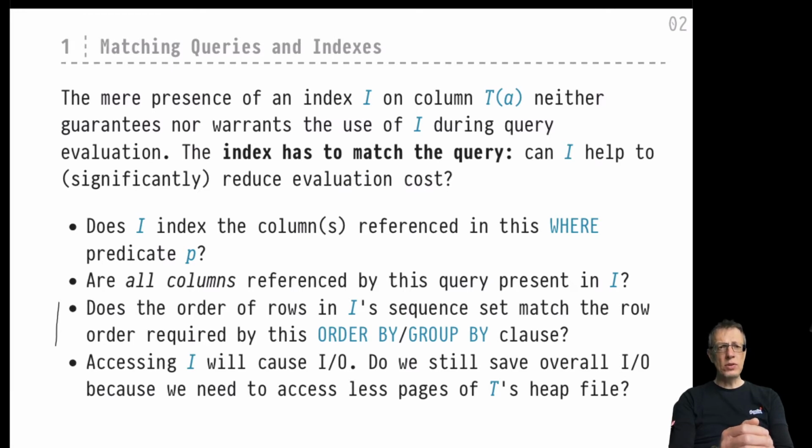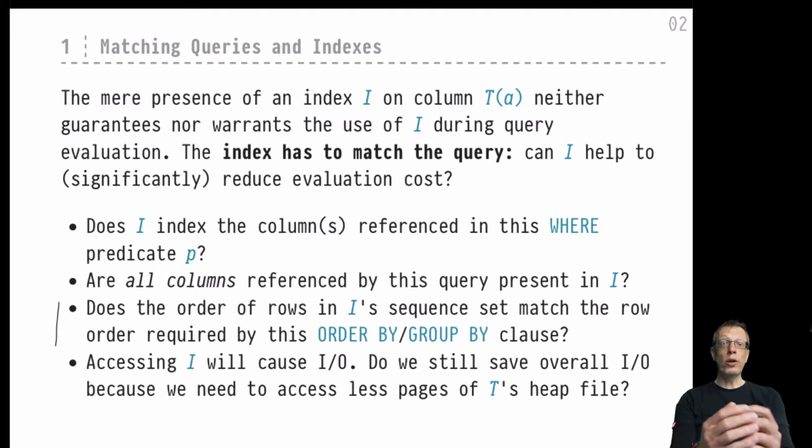When we scan the sequence set of such a B plus tree, we encounter the rows of the underlying table in a particular order. That might be the order that a SQL order by clause or maybe a group by clause is requiring. And that could be really useful, and it could really save a lot of sorting time if just scanning the index will produce the rows in an order that has been requested by, say, an order by clause.